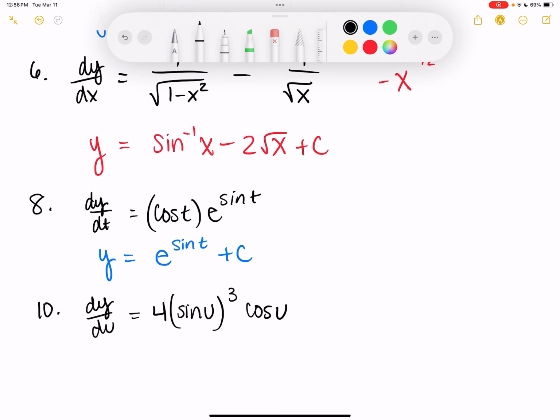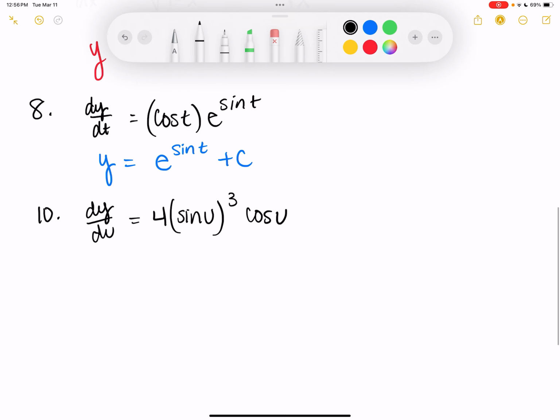So, sine of u to the 4th. Let's see. I was right to write sine. What sine of u to the 4th is. Yeah, I was about to be like, sine u, and then I was like, wait, that's not right.